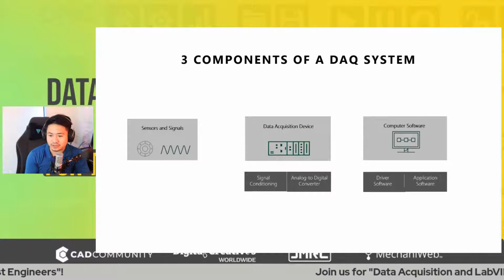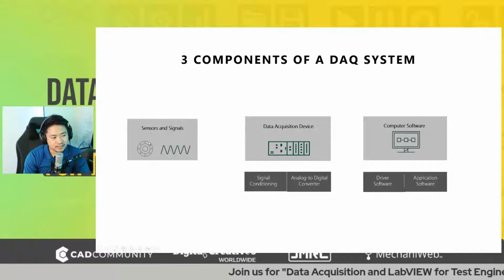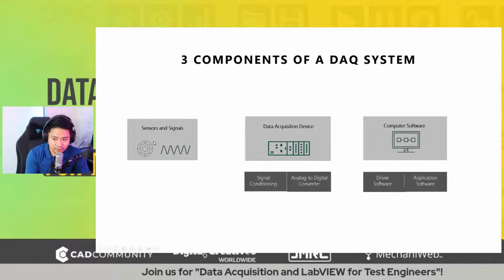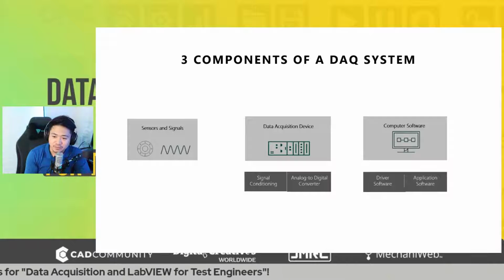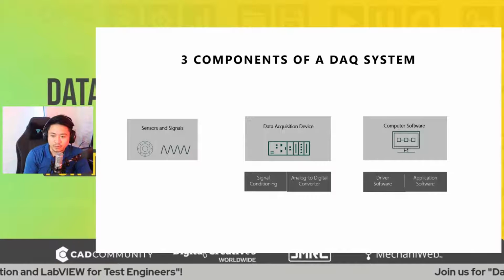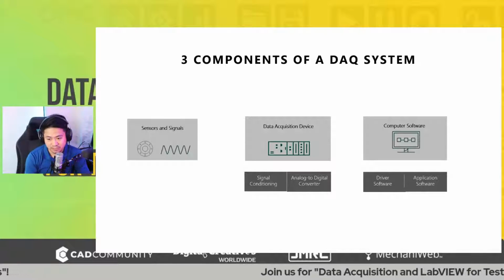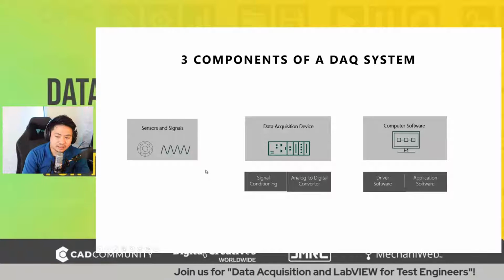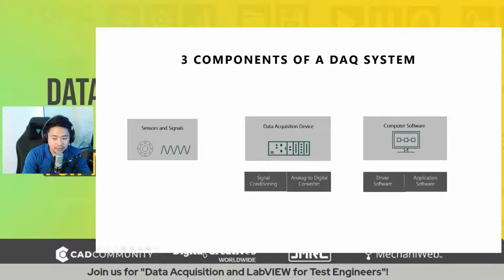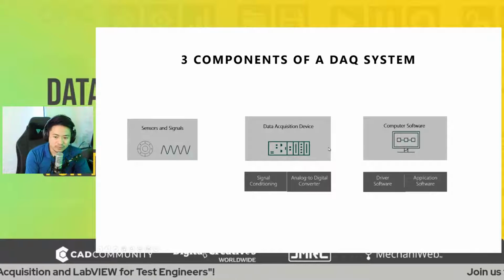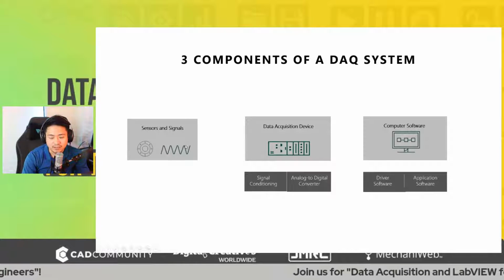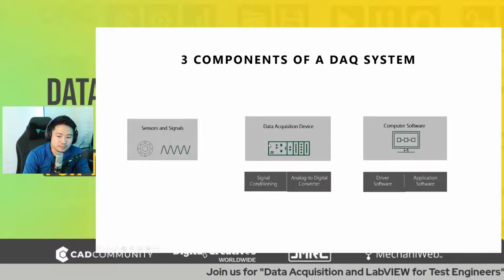First is the sensor. The sensor converts a physical phenomenon into a measurable electrical signal. Examples of this would be flow meters, thermocouples, pressure sensors, accelerometers, and many more. Those that you've seen earlier. Now, to connect this to your computer, you need the second component, the data acquisition device. The data acquisition device basically digitizes an incoming analog signal so that a computer can interpret it.